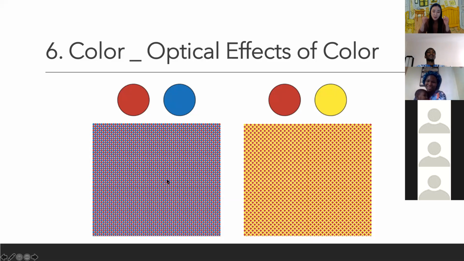So when you see those boxes, our eyes mix the dots, and your eyes create a new color like purple and orange. That is called optical color mixture.